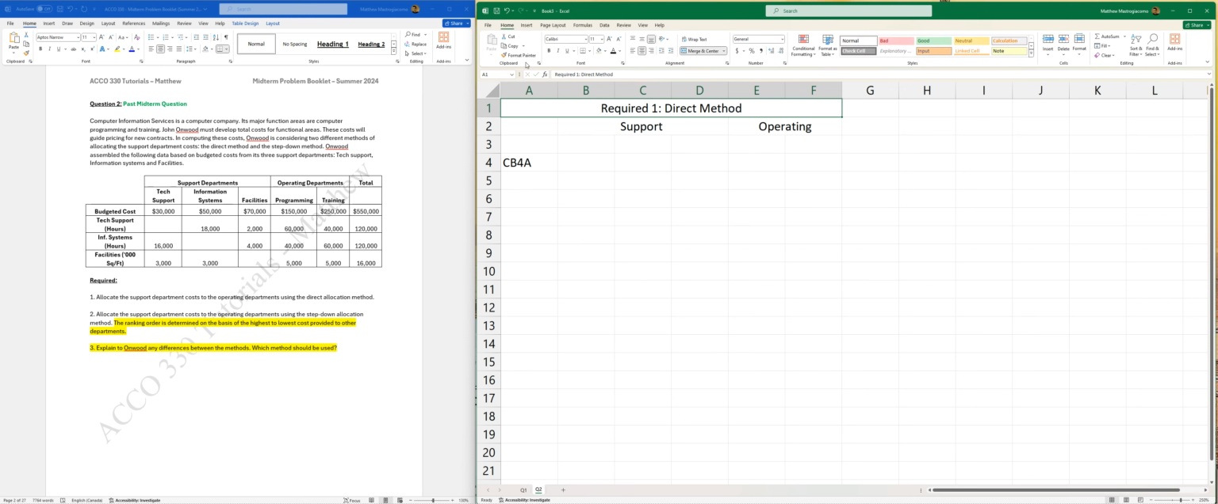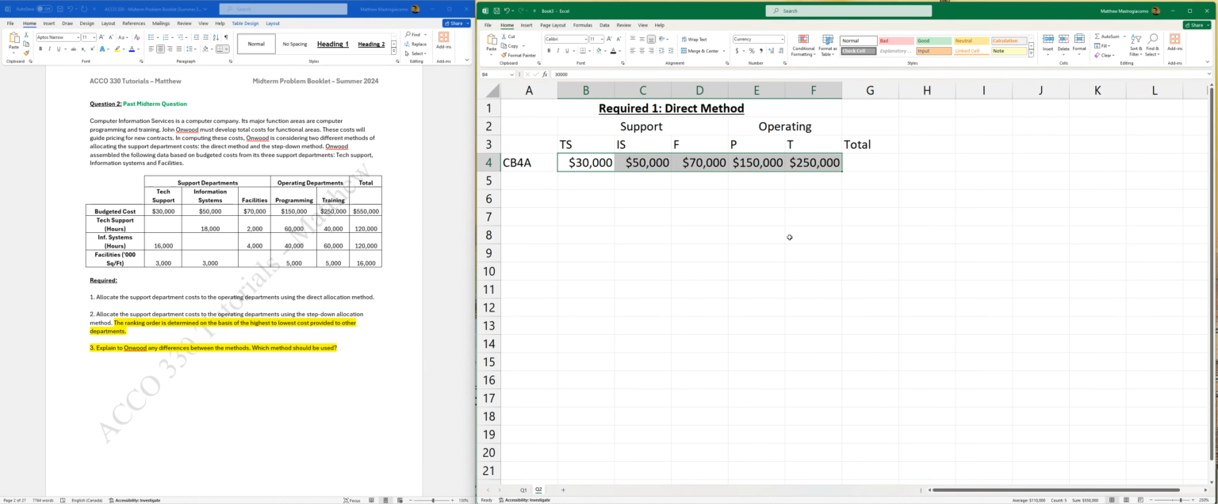Okay, so for the direct method, you remember, you ignore the relationship between support departments, all right? So even though some support departments help each other, we ignore that relationship in the direct method. Remember, direct method, you directly help the operating. Okay? So now we put all our divisions here on top, and because it's the direct method, there's no need to rank anything. So I'm putting here TS, tech support, IS, information systems, F for facilities, then P for programming, T for training, and then we'll put a total over here as well just to check our answers. Okay, now I'm going to copy this all in.